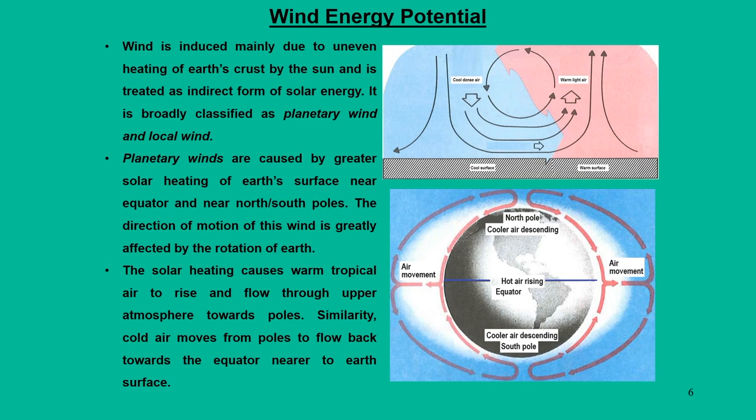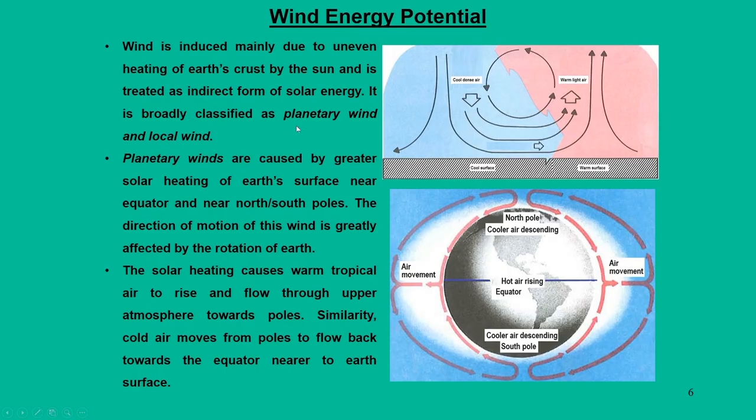Because of this temperature difference between the water bodies and land mass, the air tries to move from the higher density medium, which is the water side, to the lower density medium, that is land. In this process, the air flows, and we call it wind. Now, in general, there are two types of winds: one is planetary wind, the other is local wind. If you look at this figure, as I mentioned earlier, we have a cool surface and a warm surface. Cool dense air comes down and warm light air goes up, because warm air has less density. This circulation keeps on happening, and the convection and advection currents supplement each other.